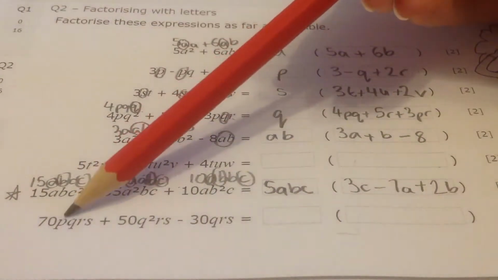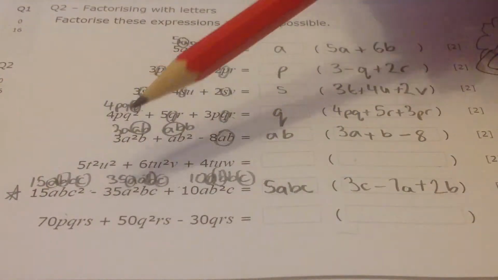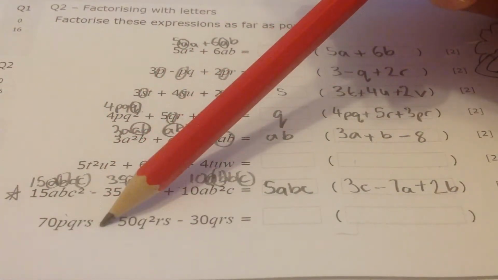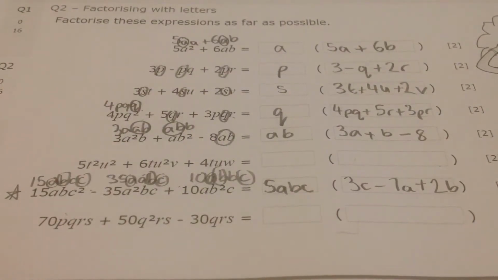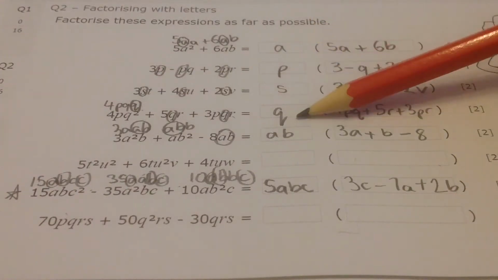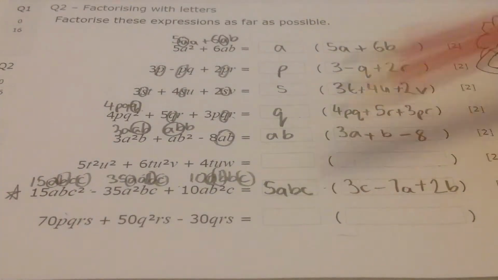Similar to this one, I'm not going to go through it, but you can see they've all got a Q, all got an R, and all got an S. And 70, 50 and 30 are all in the 10 times table. So that would be the common factor. So some of these have got just letter factors in common. Some of these have got number and letter factors.